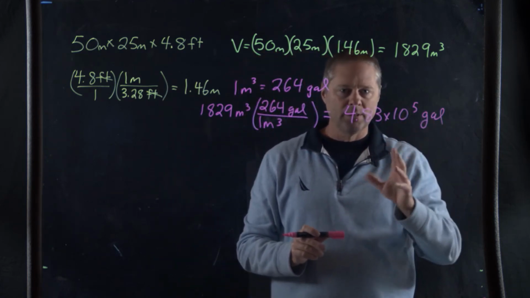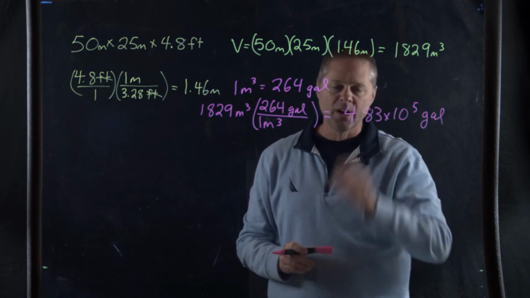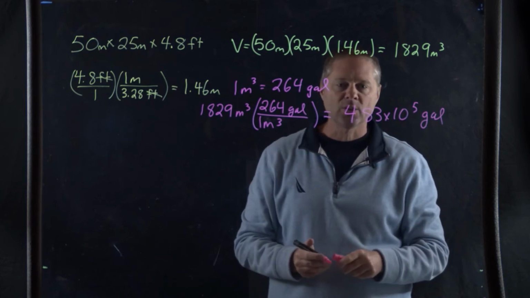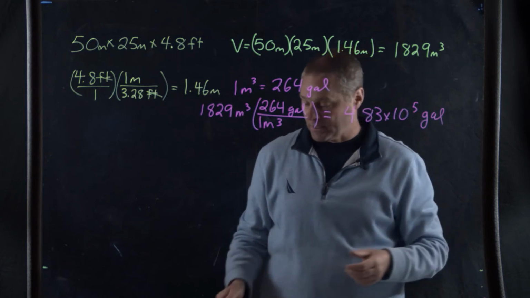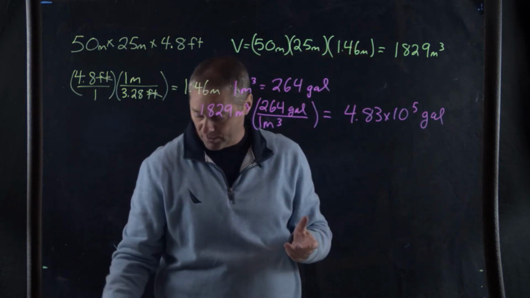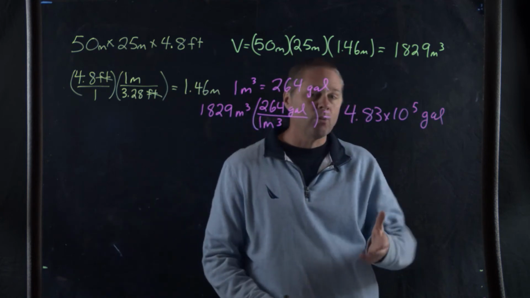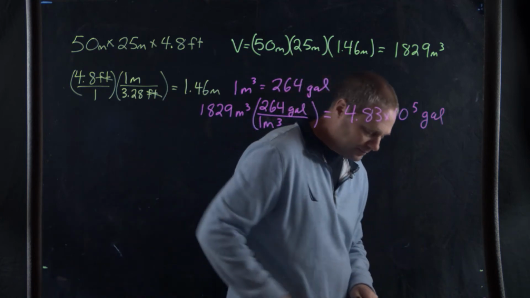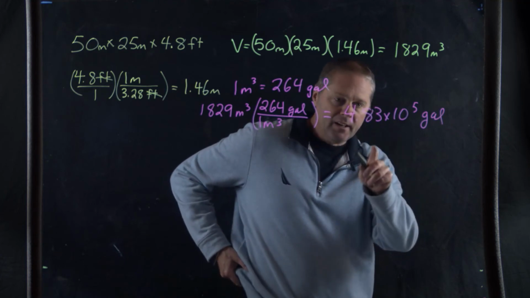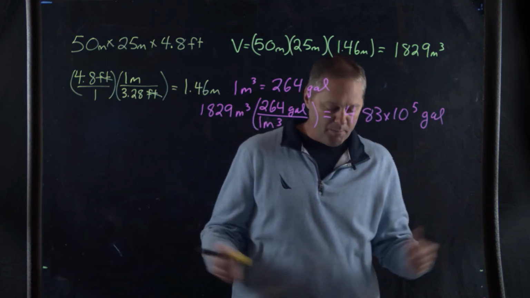And so in an Olympic-sized swimming pool of this dimension, I'm being a little loosey-goosey with the significant figures, there's going to be 483,000 gallons of water. Not a shabby amount of water, in all honesty. Now it says, what is going to be the mass of the water in that swimming pool? So what is going to be the mass of all that water?